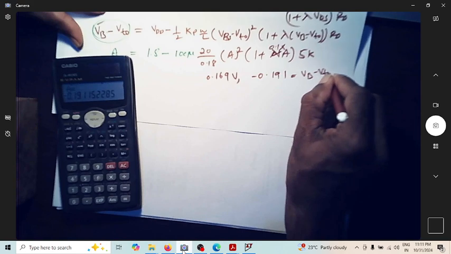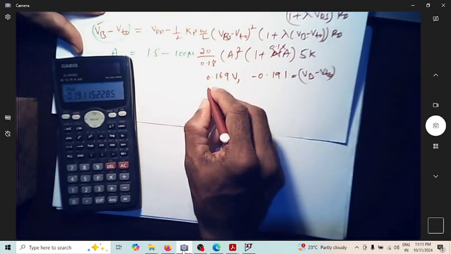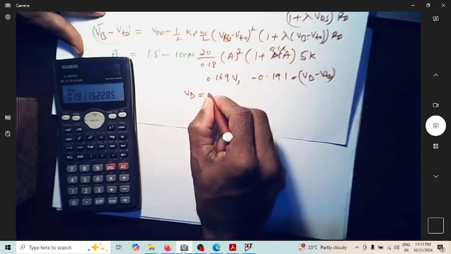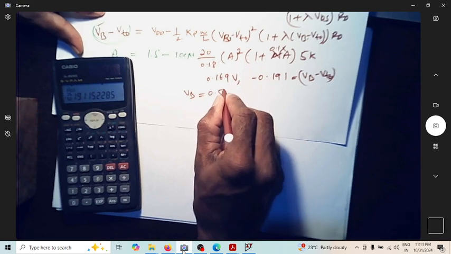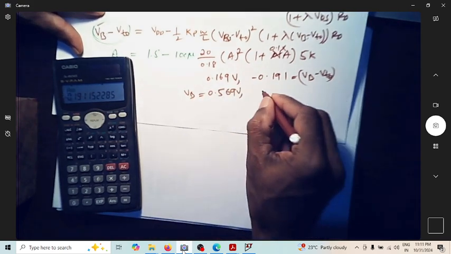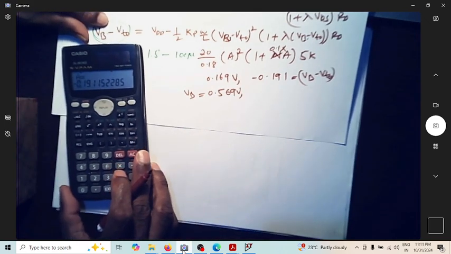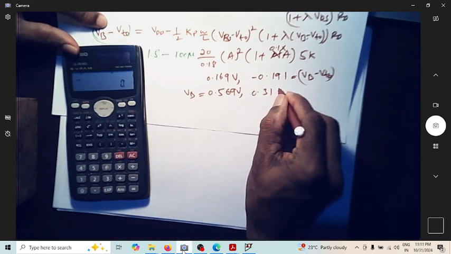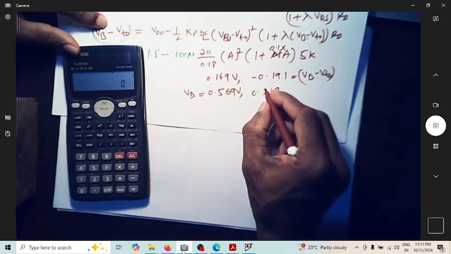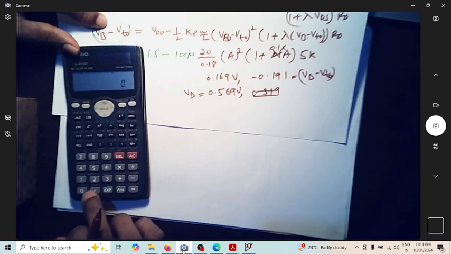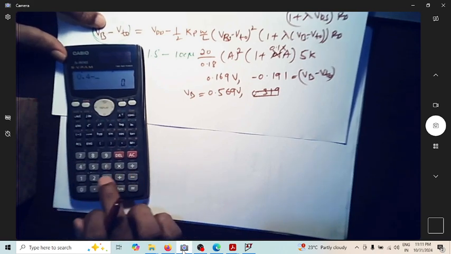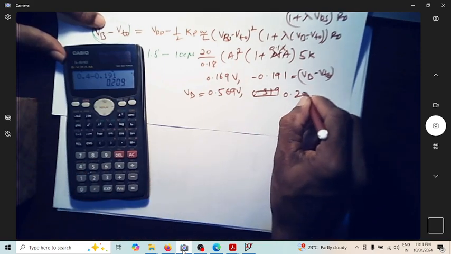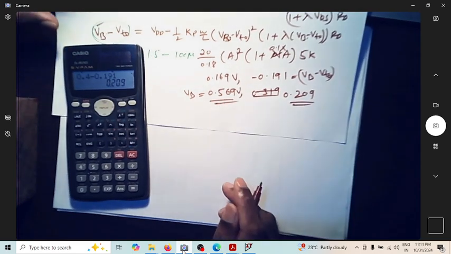VB minus VTO. So for this, if I want to get VB, I have to add 0.4 to this, so then this will become 0.569 volt as one value. The other value is, so it is 0.319. Is that correct? No, it's not 0.319. It is 0.4 minus 0.191, which is equal to 0.209. These are the two possible values.